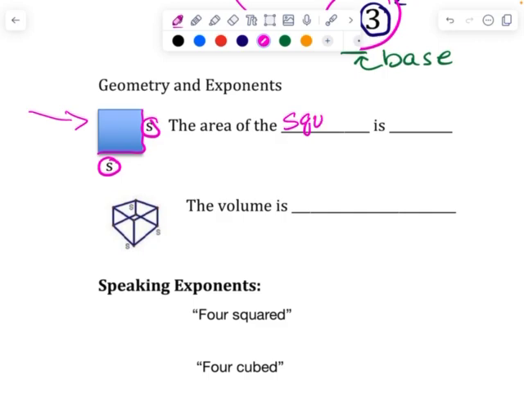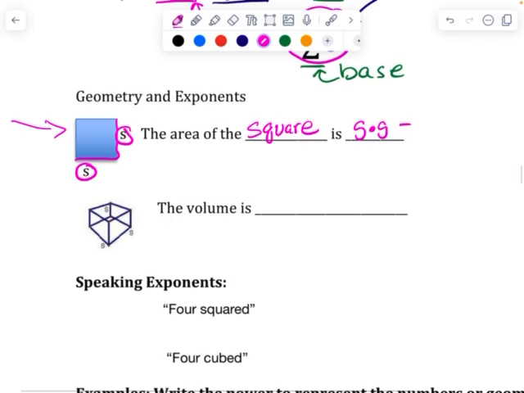So the area of the square, I would say, well, I've got to multiply the side times the side. But in terms of exponents, I could rewrite that as S squared. So I have a base of S since I'm multiplying it 2 times. The exponent will tell me how many times I need to multiply the base. So in expanded form, it's S times S. Using exponents, it's S squared, or side squared.